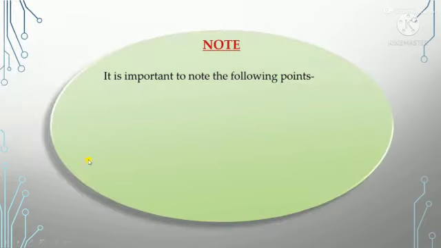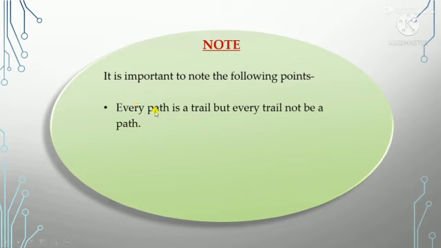Now, notice some important points you have to remember. Every path is a trail, but every trail need not be a path. Why? Because in a path, vertices and edges are not repeated. But in a trail, vertices may be repeated, but edges are not repeated. So every path is a trail, but every trail is not a path, because in a trail vertices may be repeated, but not in a path.